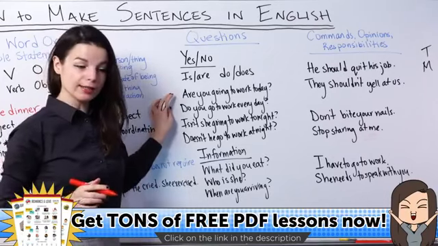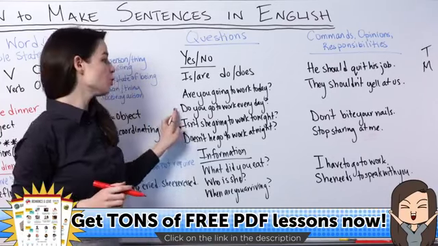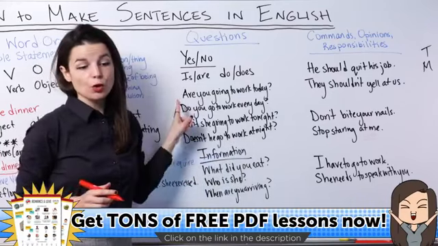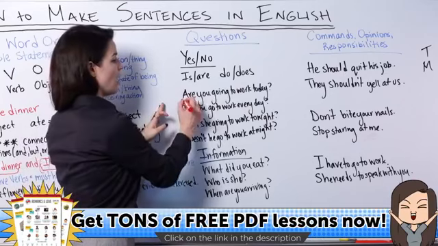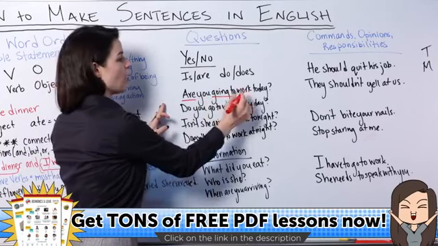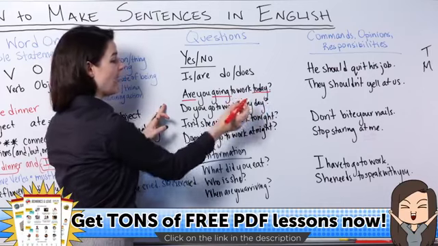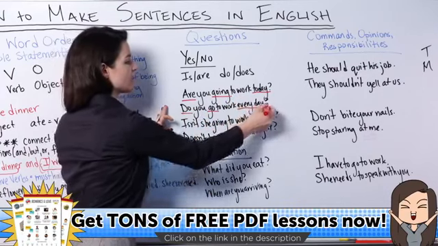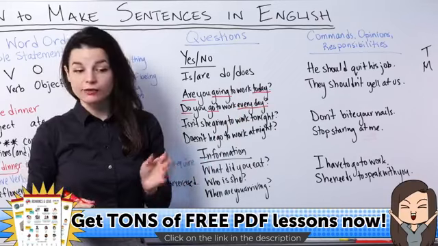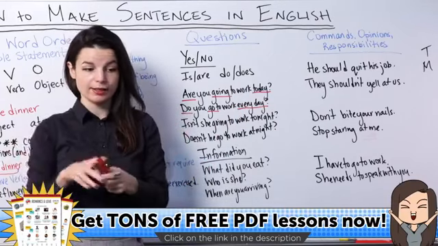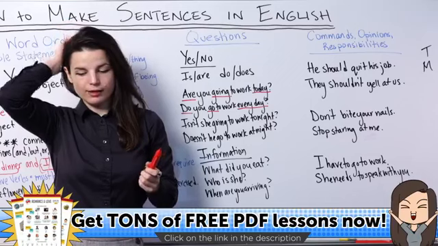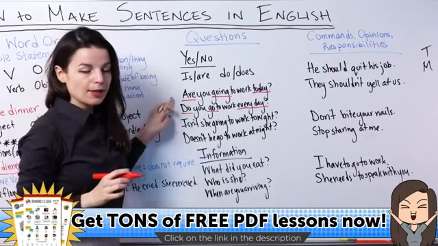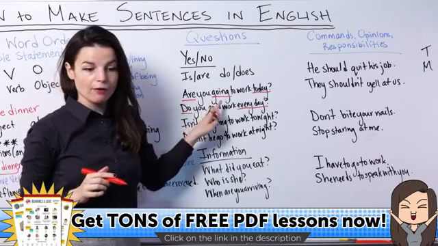Let's compare this sentence with, do you go to work every day? So, are you going to work today? And do you go to work every day? These are the key differences in this sentence. So what is the difference here? Why did we make these sentences differently? What's the deal? A big hint here is our verb.